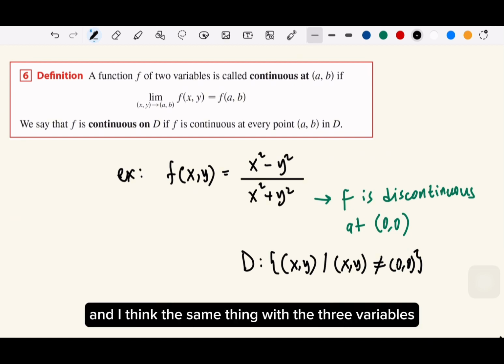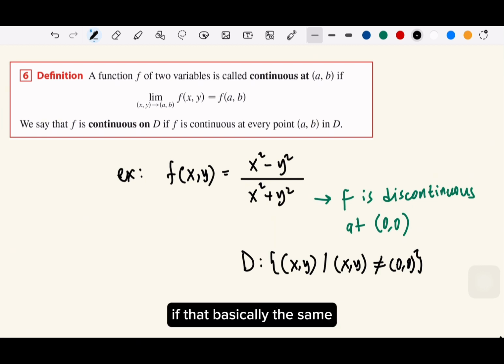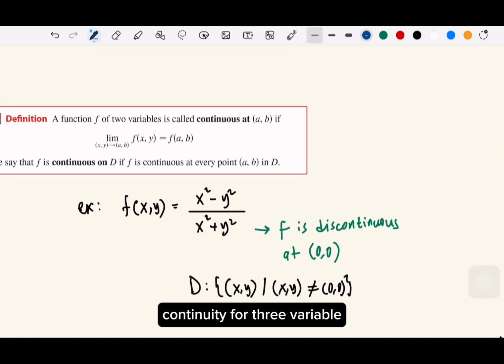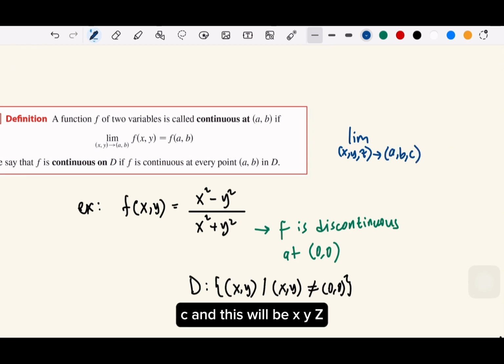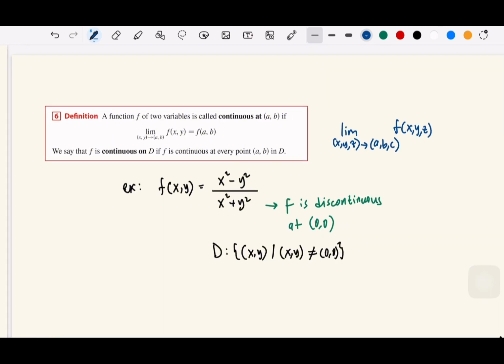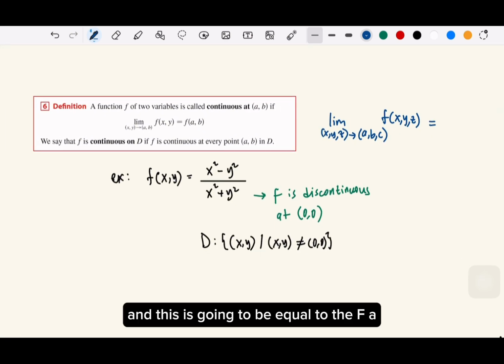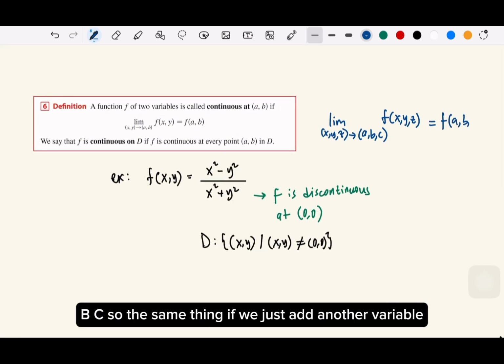The same thing applies to three variables, so I would just skip that. It's basically the same, you just add z. For example, continuity for three variables: the limit as (x, y, z) approaches (a, b, c) is equal to f(a, b, c). So the same thing, we just add another variable.